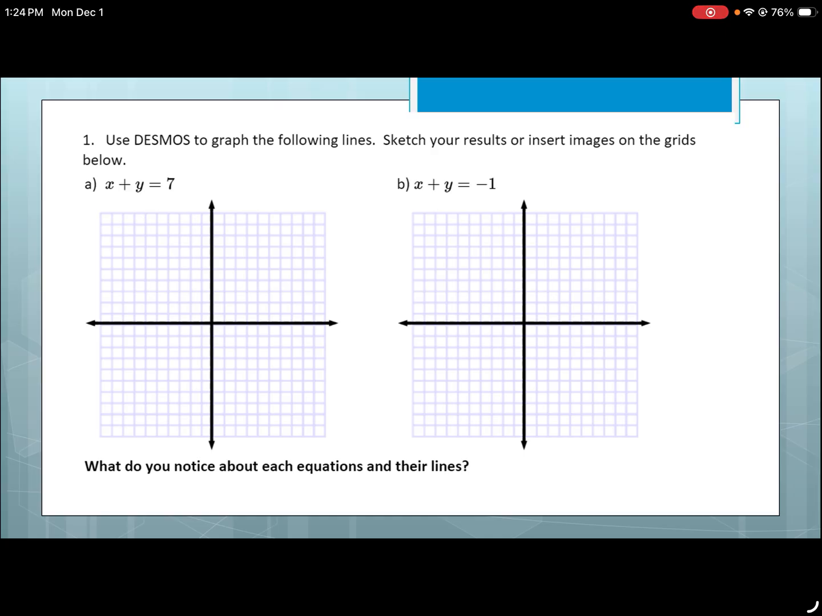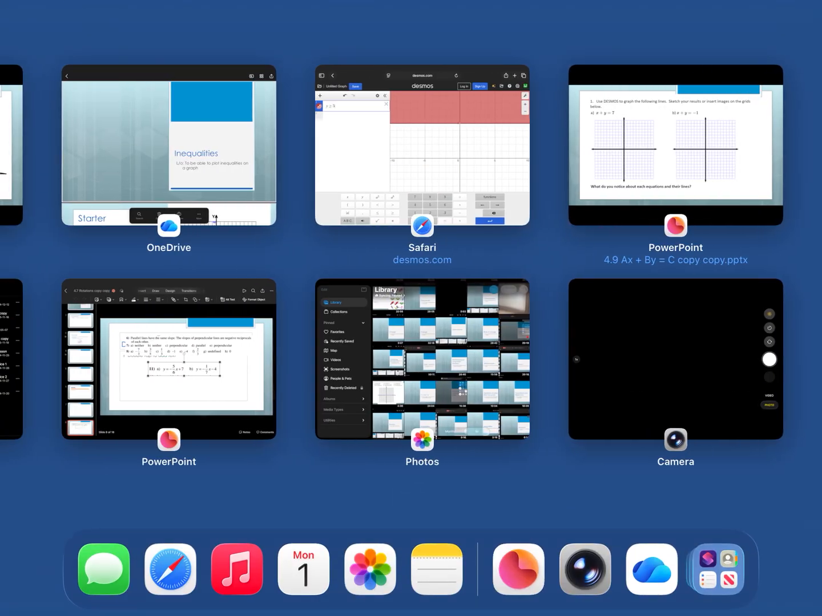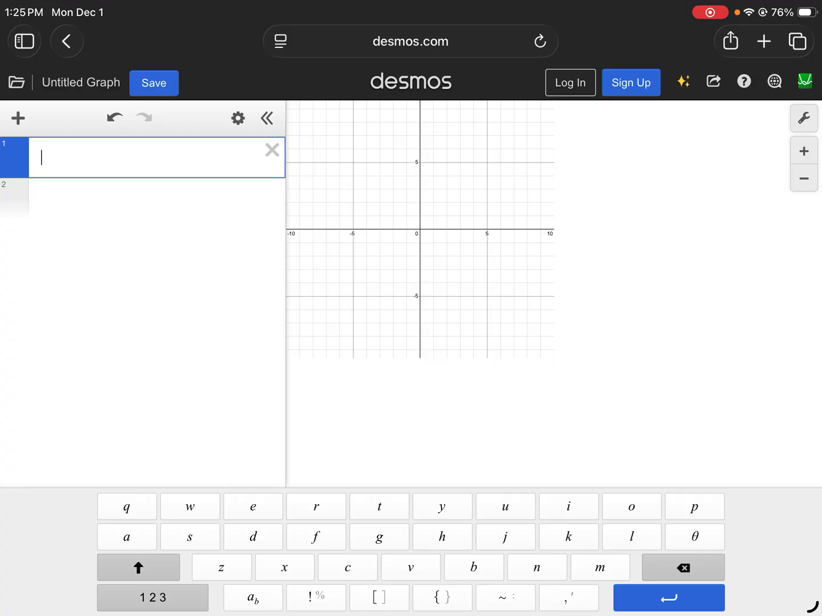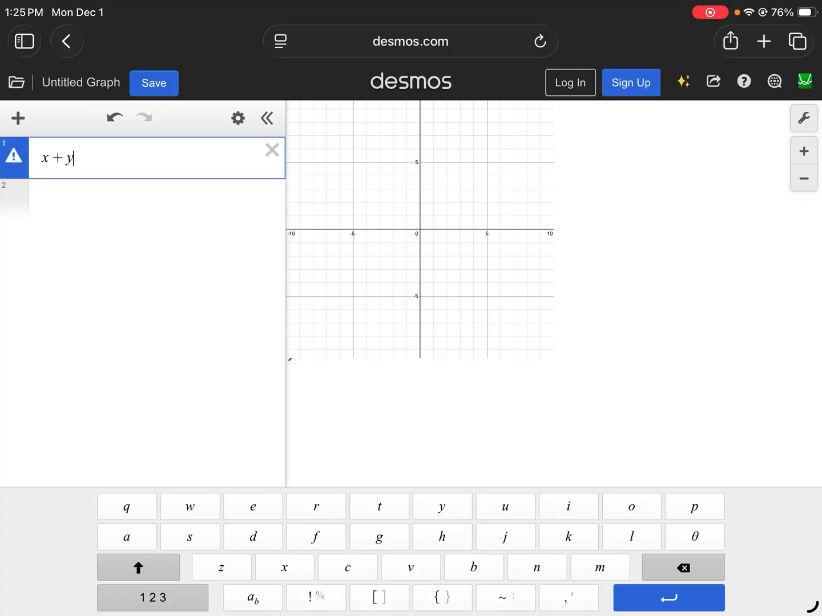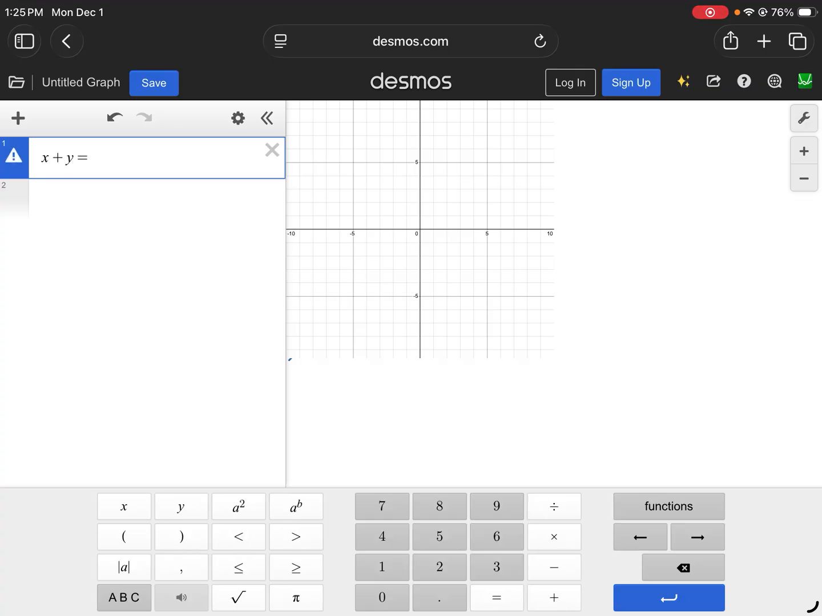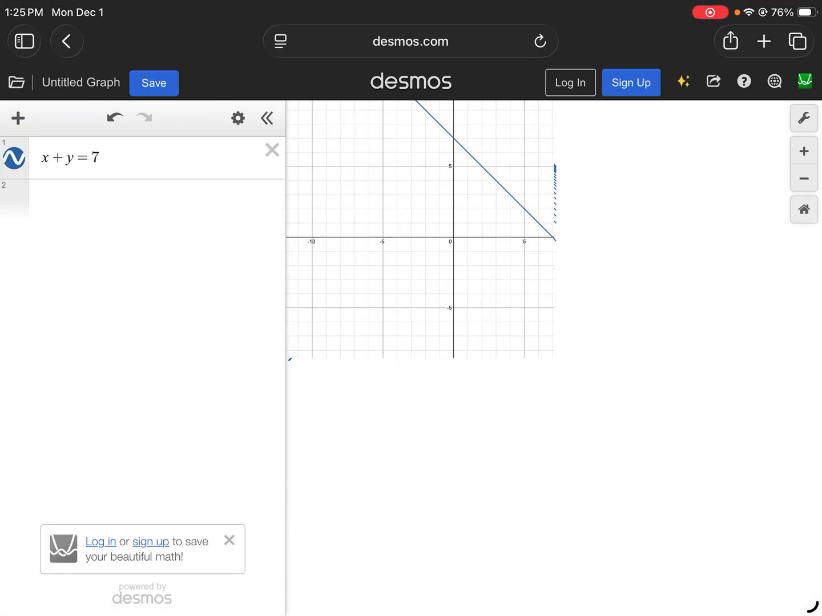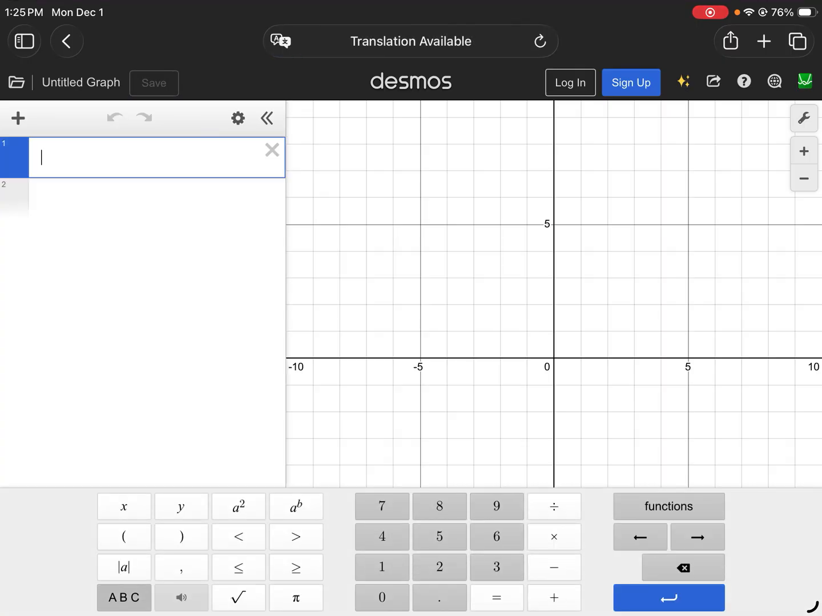Type in x plus y equals 7 and x plus y equals minus 1, and what do you recognize? What do you notice? So let's do it ourselves, shall we? Would have been nice if that came up like I told it to. Yep. So x plus y equals 7. I don't know what's happening with this graph here. We're going to just refresh the page, that's what we're going to do. There you go. Let's try it one more time.